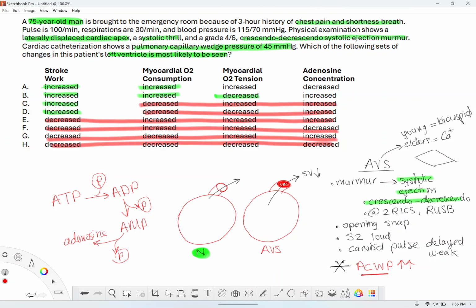So adenosine is a big deal. Adenosine is a byproduct of myocardial contraction. It's a waste product. You want to remove it, and it's a vasodilator. So adenosine concentration should increase. The harder your heart muscle contracts, the more ATP you use, and the more adenosine is produced. So adenosine should increase. If adenosine increases, then again, our choice is B. All right, hopefully you got this question. Let's move on to the next one.